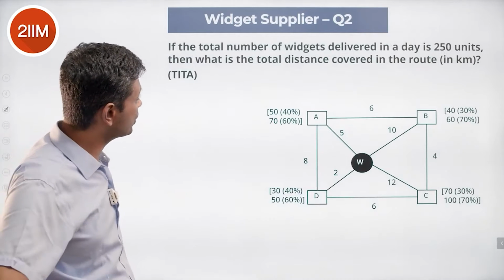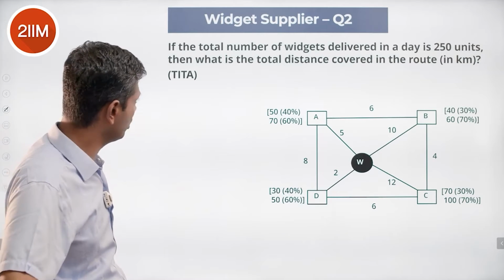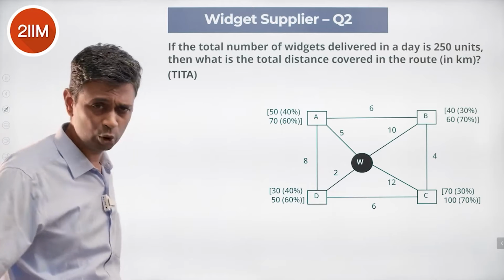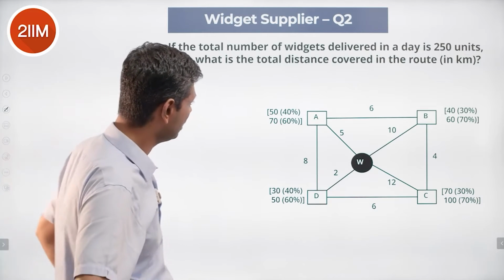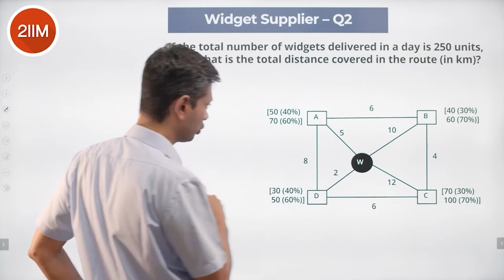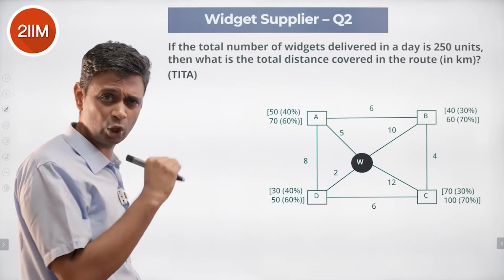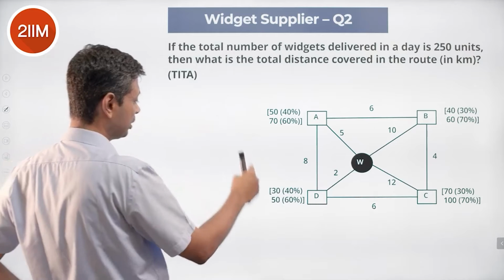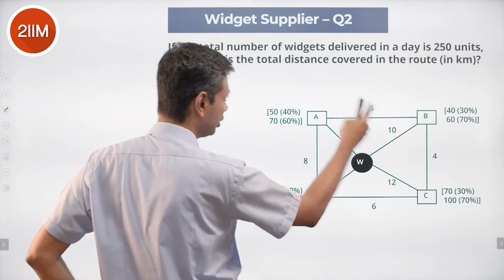The total number of widgets delivered in a day is 250 units. What is the total distance covered in the route? 250 is a total number. Let's see, we could add 50 or 70, 40 or 60, 70 or 100, 30 or 50. I love adding the higher numbers and lower numbers. Right? So 70 plus 50 is 120, 220, 280.